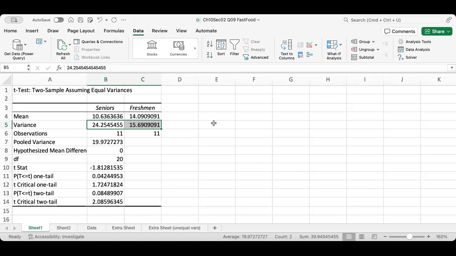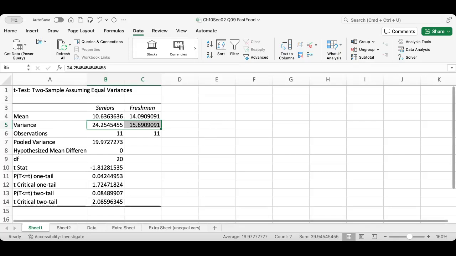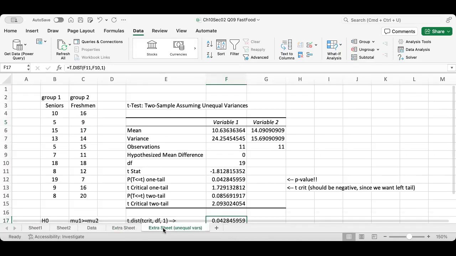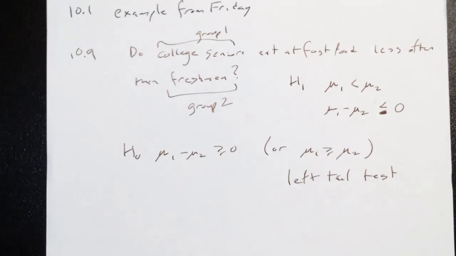Questions? I had done these both before. Okay. According to this, we reject our null hypothesis, and we can conclude then that the seniors do eat out at fast food restaurants less than the freshmen.